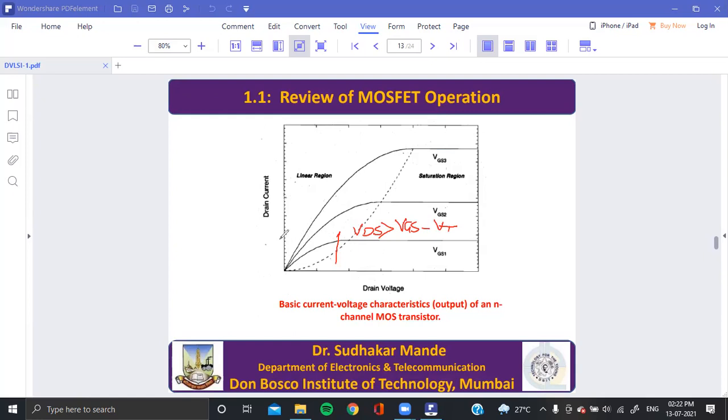While in this portion, VDS is less. So the saturation current becomes constant, while in the linear region it increases as a function of VDS. Here it is saturation, here it is linear. In saturation region, current is given by one equation, and in linear region, current is given by another equation. These are called the output characteristics of the MOSFET.